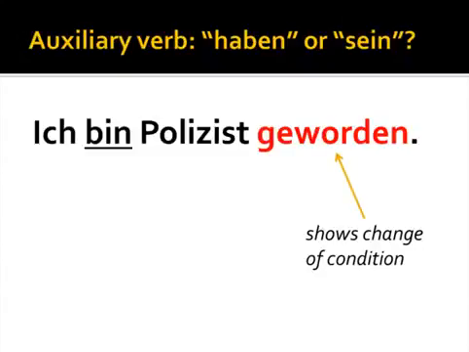Then again, if the participle shows some change of condition, ich bin Polizist geworden, I became a police officer. I was a student one day and I went to school, I learned how to become a police officer, and when I graduated I became a police officer. I went from being a student to a police officer. That shows some change in condition, and again you're going to have to use a form of the verb sein as a helping verb.